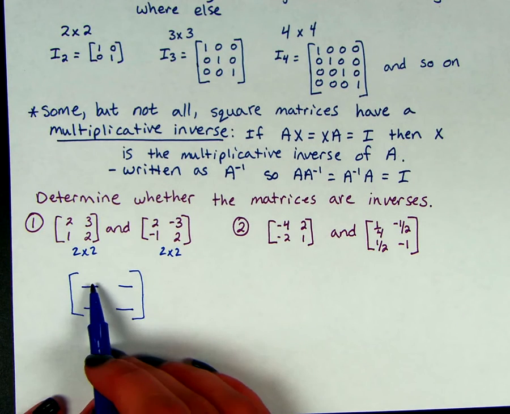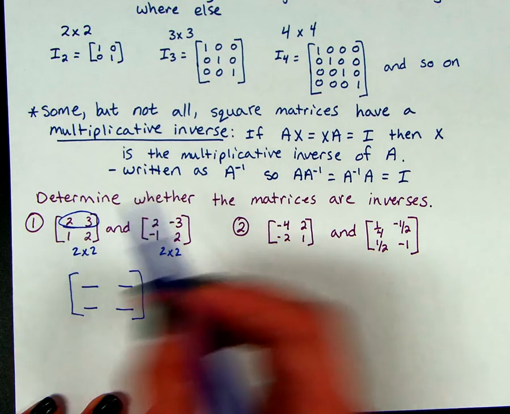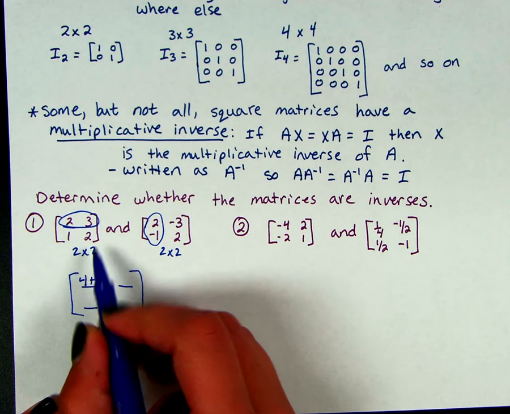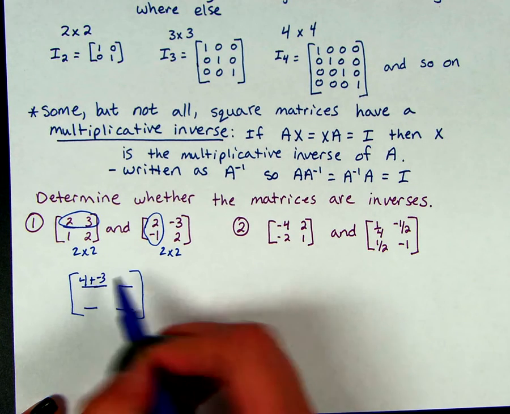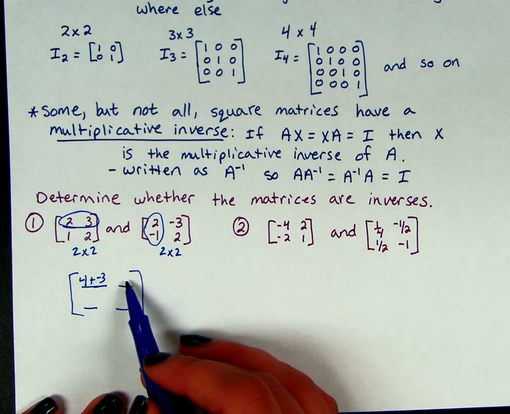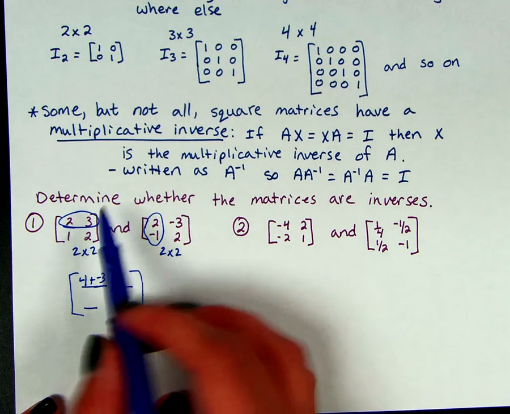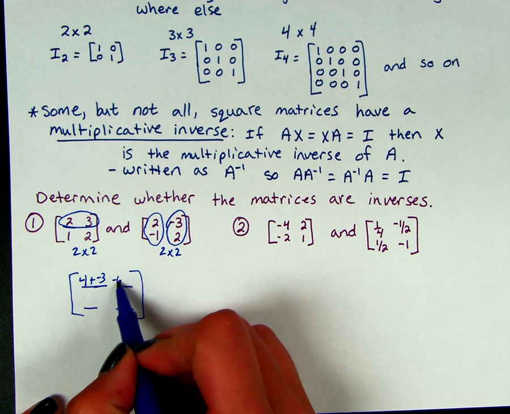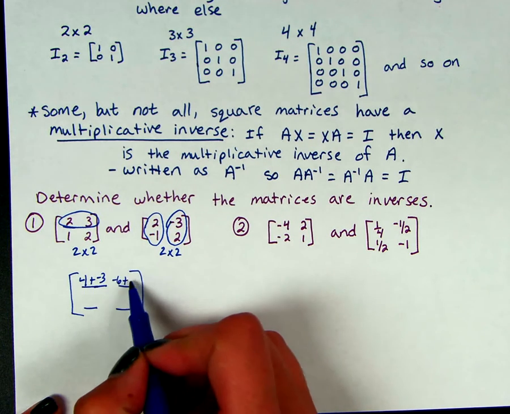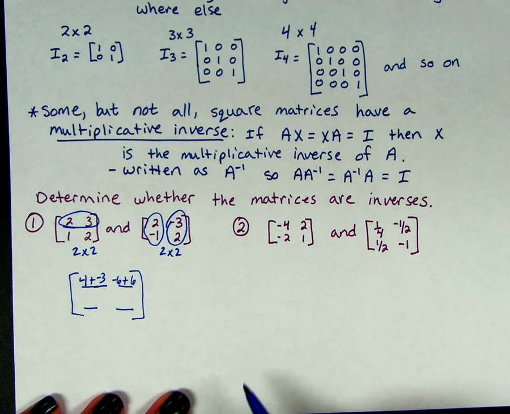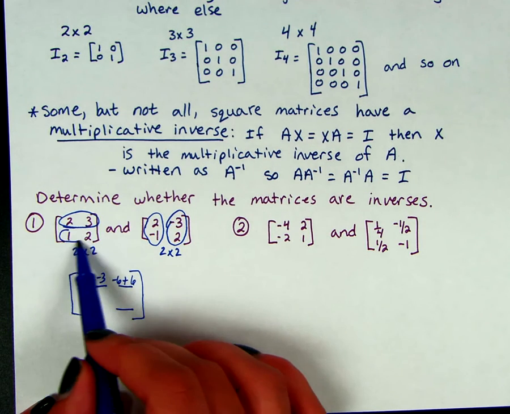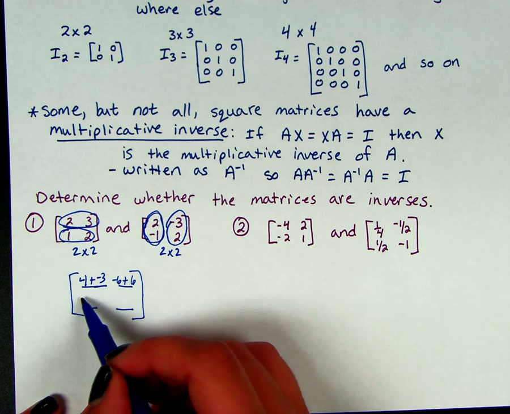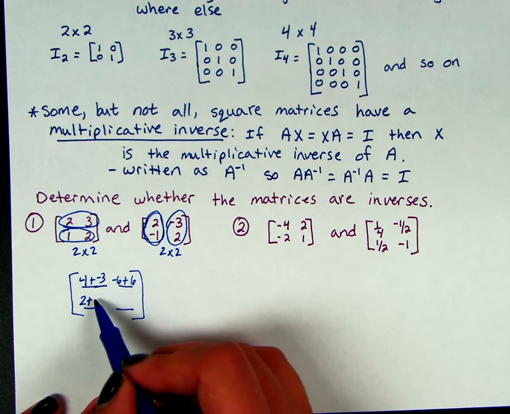This is the first row, first column. I'm going to take the first row times my first column. So 2 times 2 is 4, and then 3 times negative 1 is negative 3. Here we have first row, second column. So 2 times negative 3 is negative 6, and 3 times 2 is positive 6. Okay, second row, first column. So 1 times 2 is 2, and then 2 times negative 1 is negative 2.